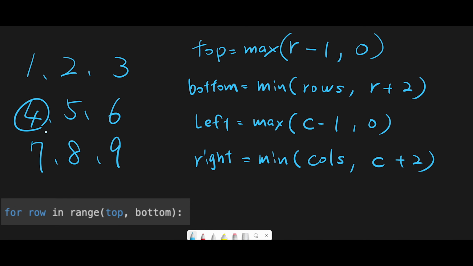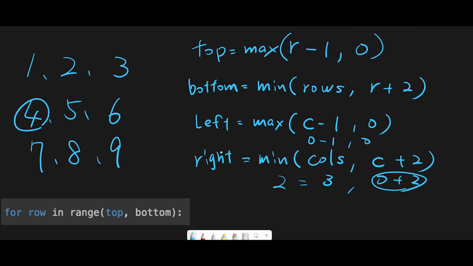In this case, the current column index is 0. So 0 minus 1 versus 0, and I take the max number, so 0, right? Because there is no left side from the 1, 0 position. And about the right side, the length of column is 3, and the current column index is 0 plus 2. And I take the minimum number, so 2, right?